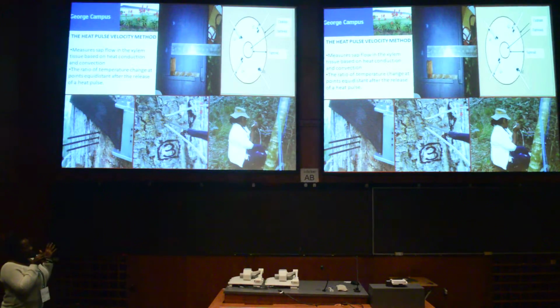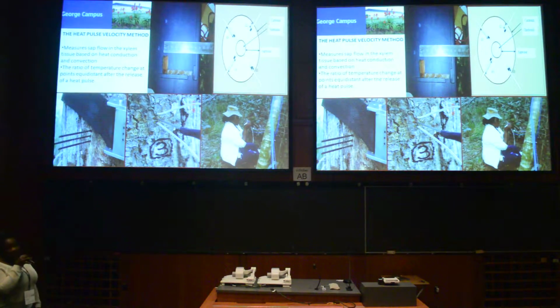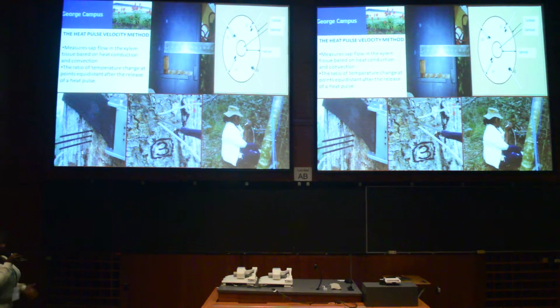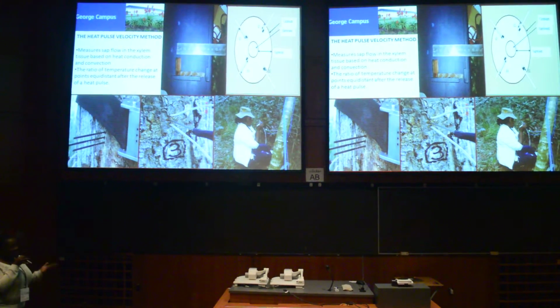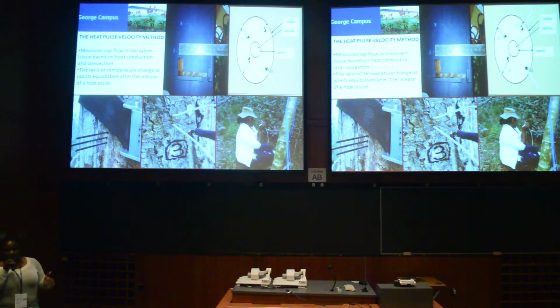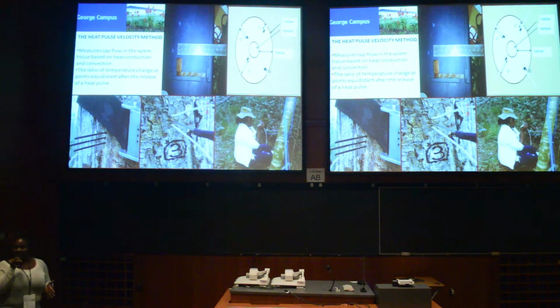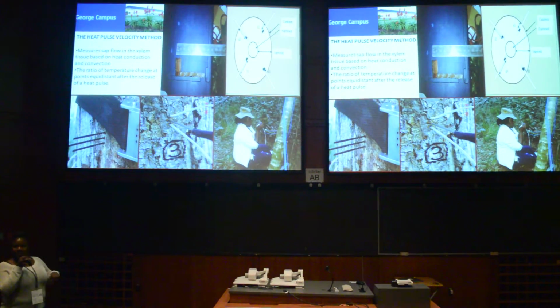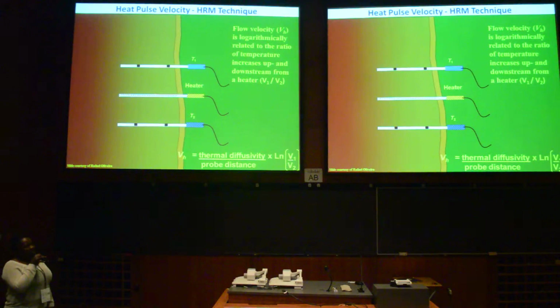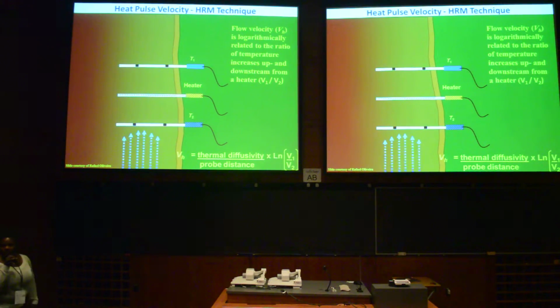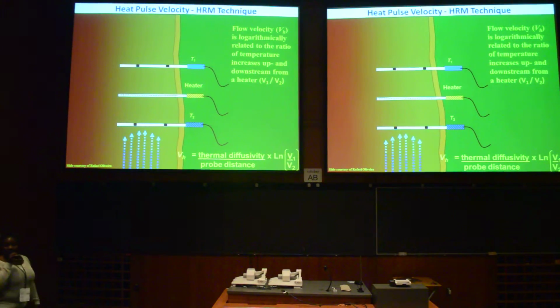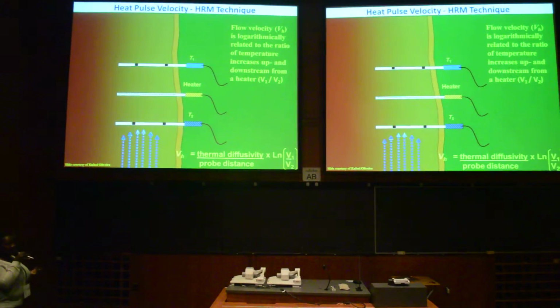It's basically measured in the xylem tissue based on heat conduction and convection. The ratio of the temperature change at points equidistant after the release of the heat pulse, in conjunction with the thermal diffusivity of the particular wood species, can be related to sap velocity, which we can then use to quantify cubic centimeters per hour using the cross-sectional area of the tree.